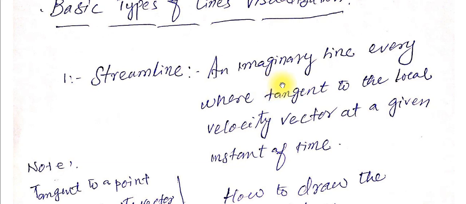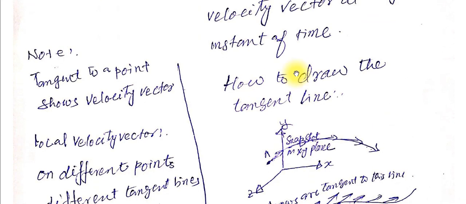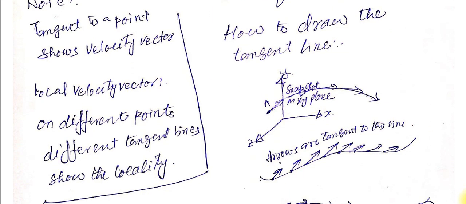Okay, so what is a streamline? An imaginary line everywhere tangent to the local velocity vector at a given instant of time. So what does tangent to a point mean? Tangent to a line shows the velocity vectors, the local velocity vector. On different points, different tangent lines show the locality. So we call this the local velocity, since it shows different velocity at different points.